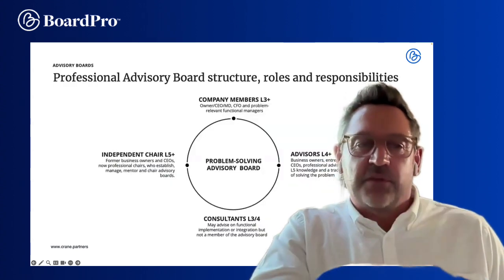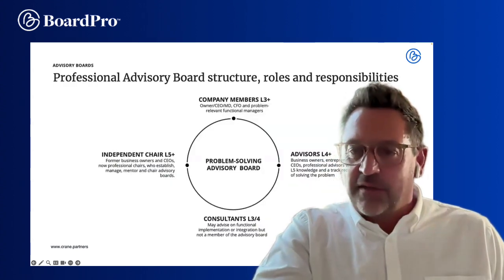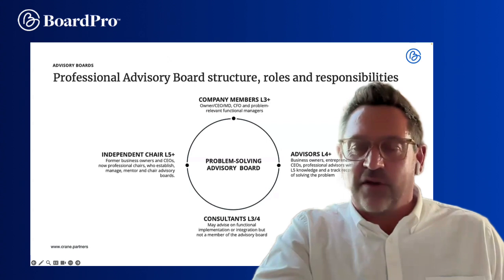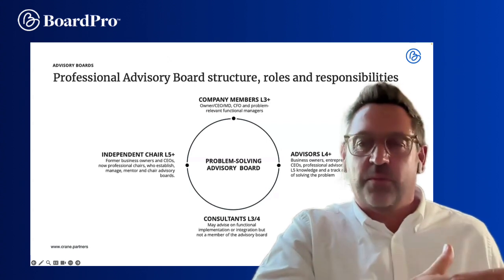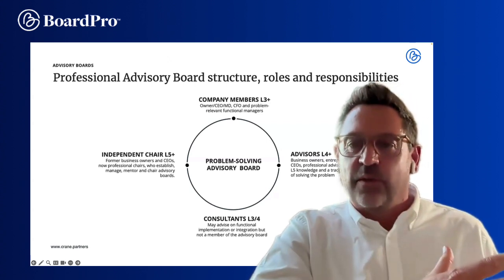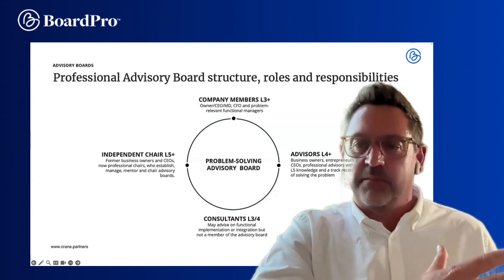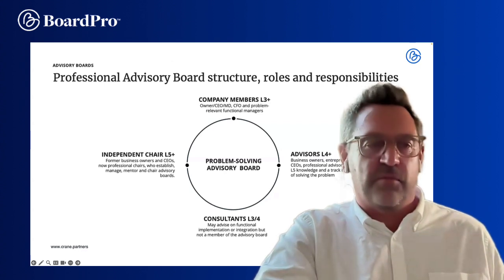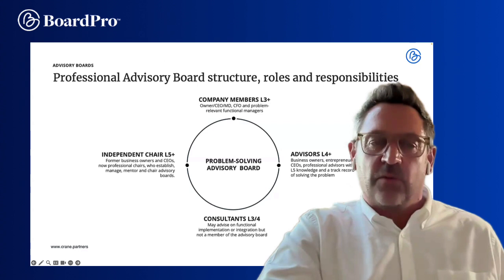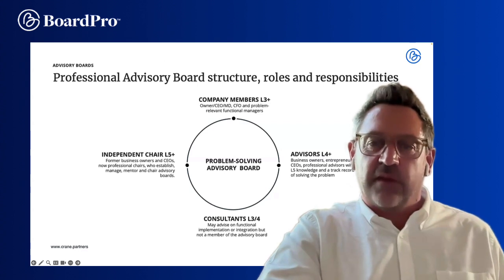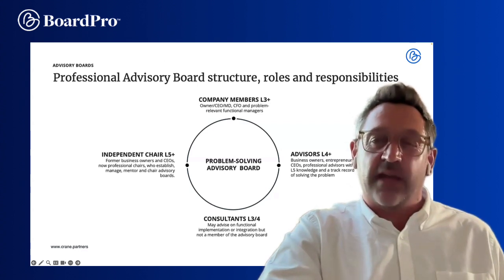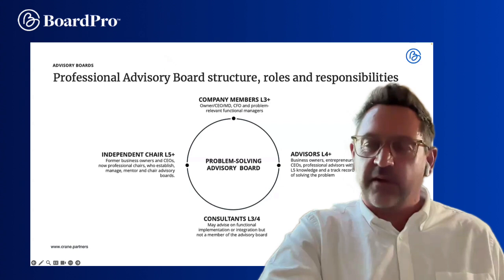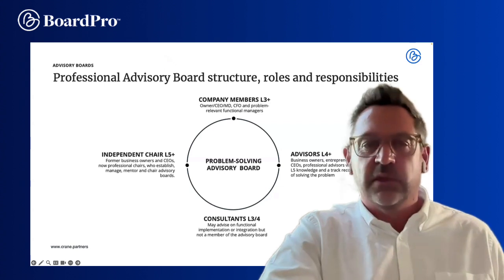So we design advisory boards in this way. There's an independent chair. That independent chair is an experienced advisory board chair. It's very critical because there's a different relationship with the company than perhaps with the more traditional governance boards. They're typically CEOs, former business owners, or C-suite executives that have, in our experience, had both small and large company experience, which is very beneficial.